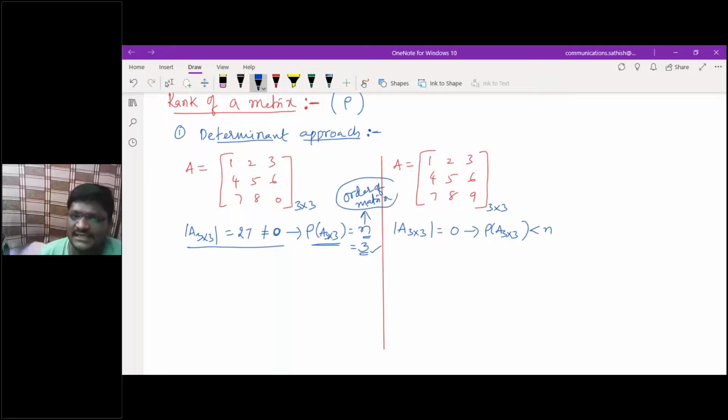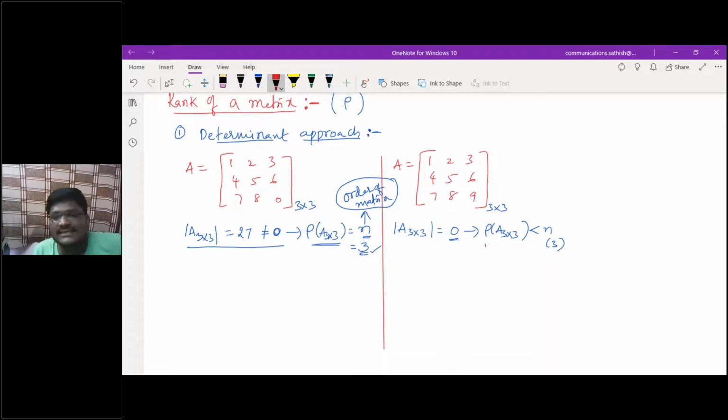Are you understanding what I'm saying here? Yes, sir. So it must be less than n. Less than n means it is less than 3. Am I correct or not? It's not equivalent to 3. For the determinant equal to 0 case, then what do I have to do? What do I need to do?